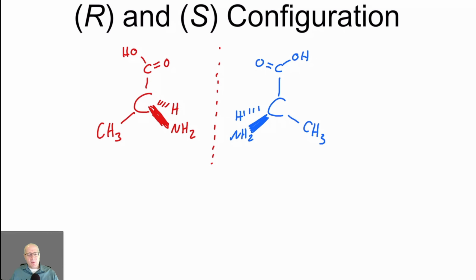But now, on a label on a bottle, you can't draw a structure. I mean, you can, but no one's going to understand it. You need to write the name of what it is. Is it this alanine or that alanine? And that's where the RNS configuration comes in, because there's an R alanine and there's an S alanine. And that's what we're going to learn how to do today. We're going to learn how to assign what's called configuration. Is it the R configuration or is it the S configuration? That's what we're going to learn in this part of the video.